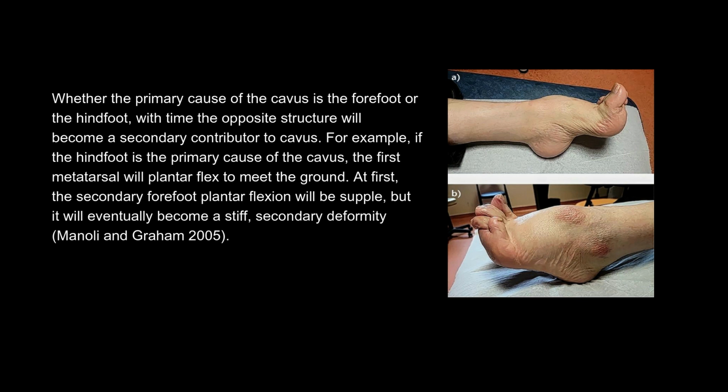Whether the primary cause of the cavus is the forefoot or the hindfoot, with time the opposite structure will become a secondary contributor to cavus. For example, if the hindfoot is the primary cause of the cavus, the first metatarsal will plantar flex to meet the ground. At first, the secondary forefoot plantar flexion will be supple, but it will eventually become a stiff, secondary deformity. Manoli and Graham 2005.